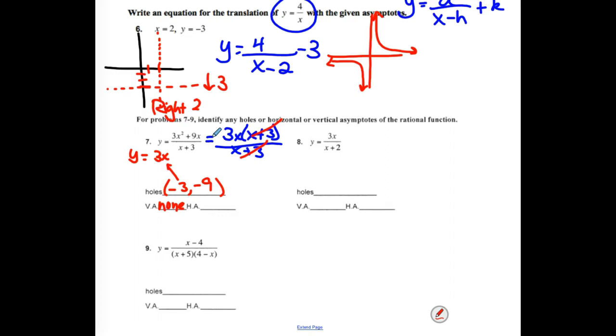Horizontal asymptotes. This is where we start looking at degree. If you look at the degree of the original equation, the top degree is 2, the bottom degree is 1. Top is bigger, okay?